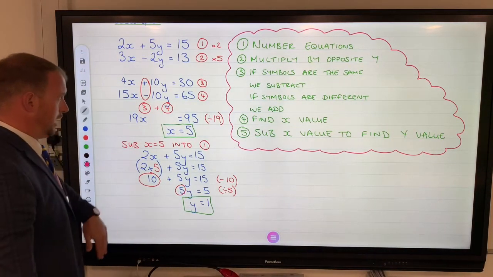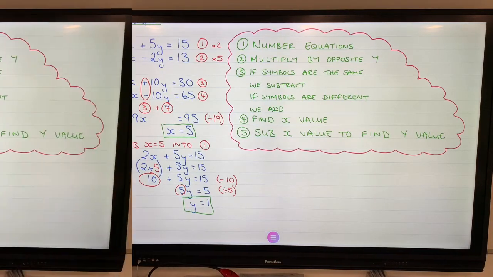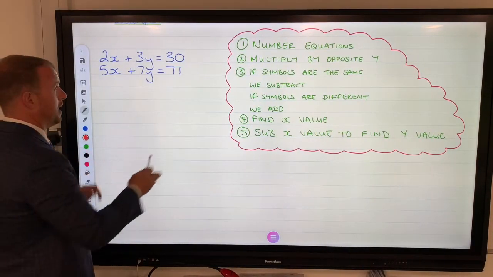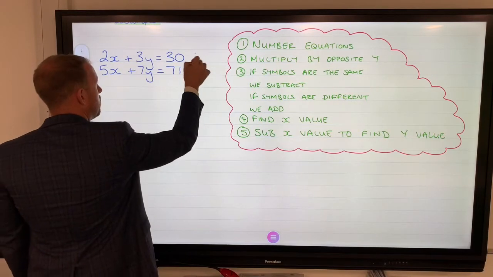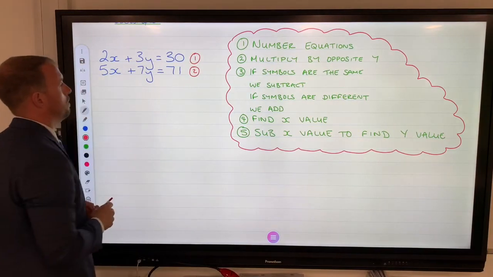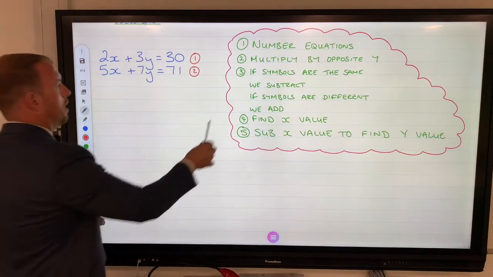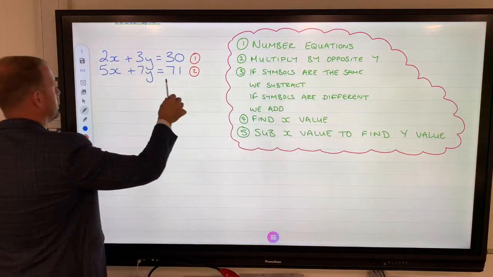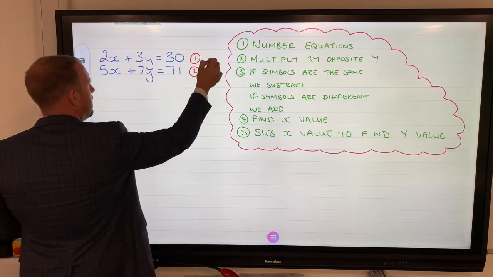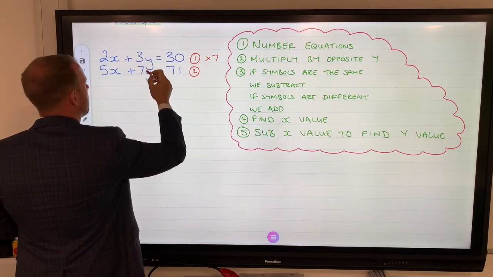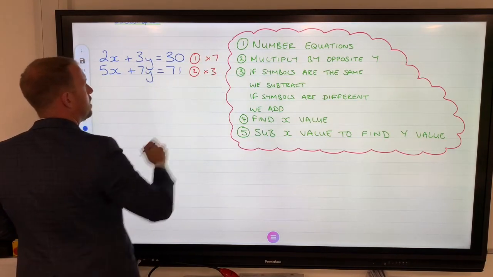Okay, quite a few steps there. Obviously, I suggest that you write it down. So let's go through it step by step. Number the equations, so that's number 1, number 2. Multiply by the opposite y. So that means times that top one by 7, times this bottom one by 3.